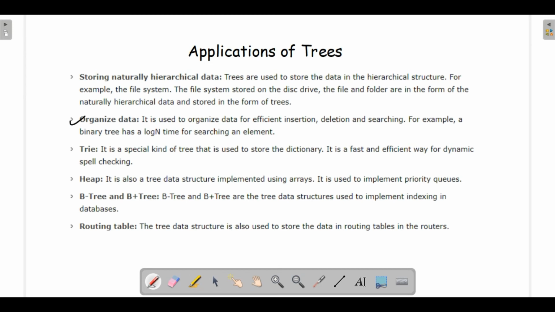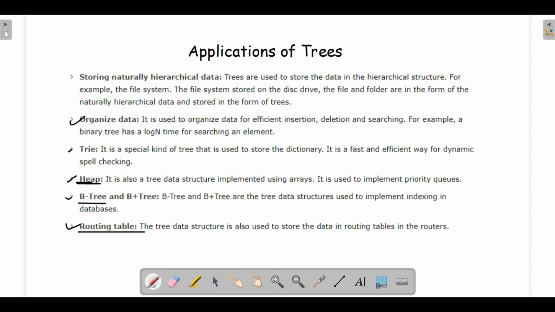There is another data structure, the trie data structure, that is used to store a dictionary, and also helps us with dynamic spell checking. We would be learning about the heap data structure. You have heard it most often. Binary tree, sorry, B-trees. Basically it is used in databases and routing tables that are used to store the data in the routers. How the algorithms work, we would also be discussing in the further coming videos.